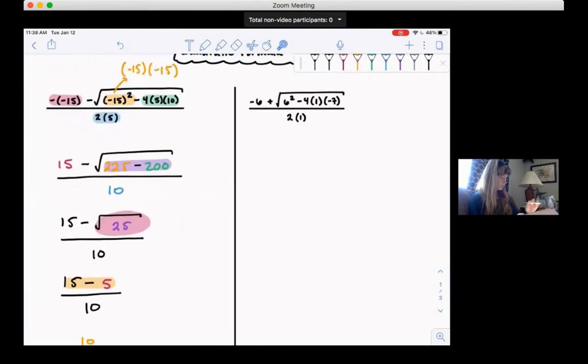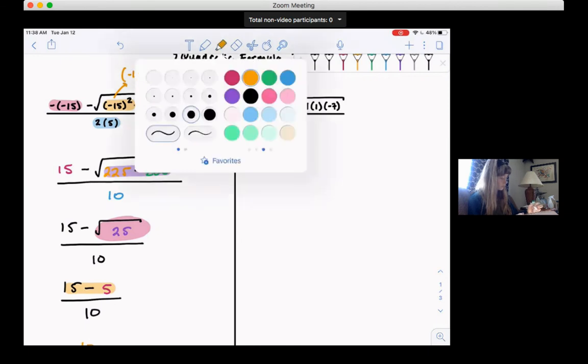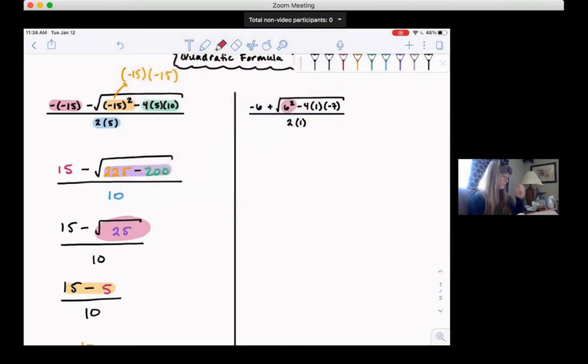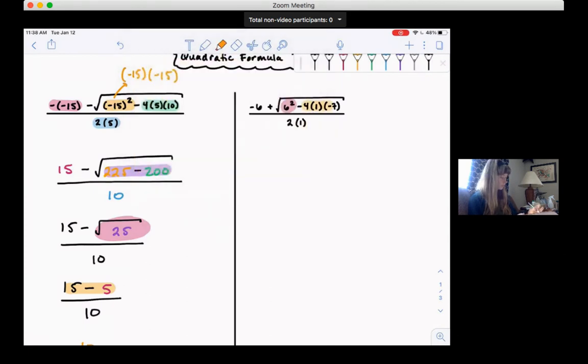All right, so this one, we have negative 6, so that's just negative 6. Plus, underneath the square root, we have 6 squared, so we can simplify 6 squared, right? And then we have minus 4 times 1 times negative 7, so let's do those multiplications. 4 times 1 times negative 7. And then in the denominator, we can do 2 times 1.